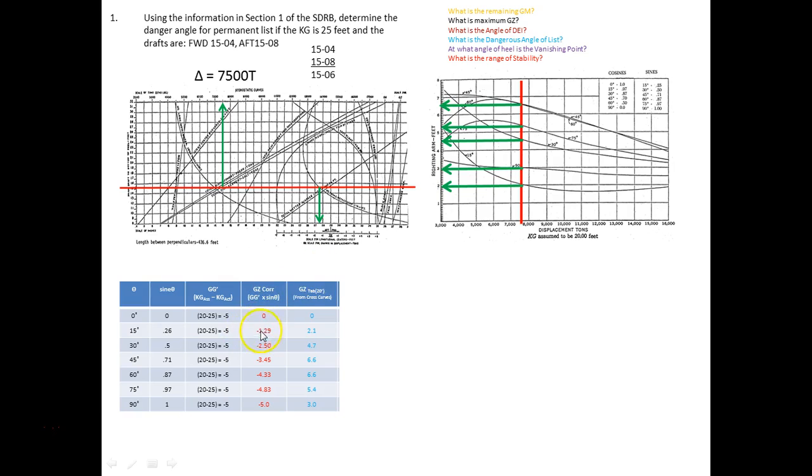Which means we will be subtracting it. So we're going to come to all these things in just a minute, but that is why this is KG assumed minus KG actual, so that we end up with a negative value, because we're going to be decreasing our righting arm by raising our center of gravity.